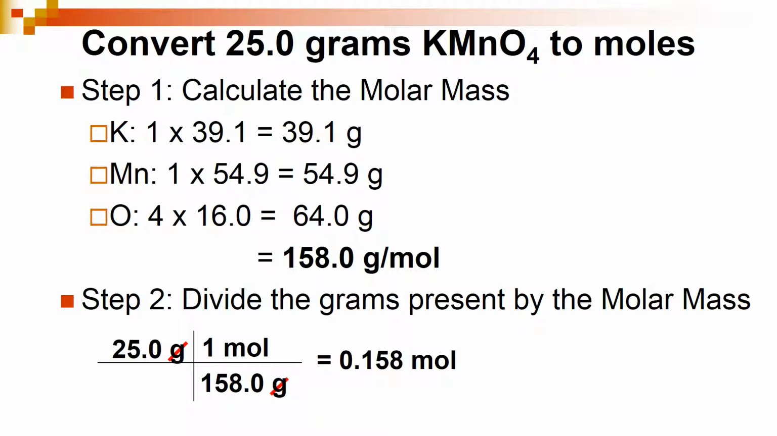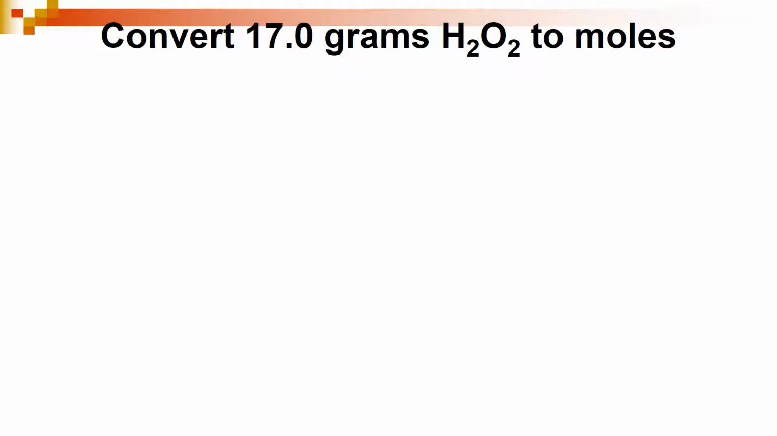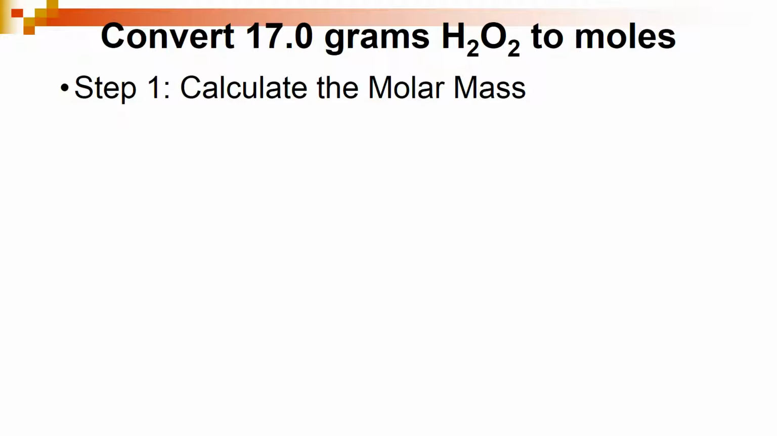Let's move on to our next problem. In this problem, we want to convert 17.0 grams of hydrogen peroxide, H2O2, to moles. So step 1 is always the same. We want to calculate the molar mass of our compound, hydrogen peroxide, and use that as a conversion factor.